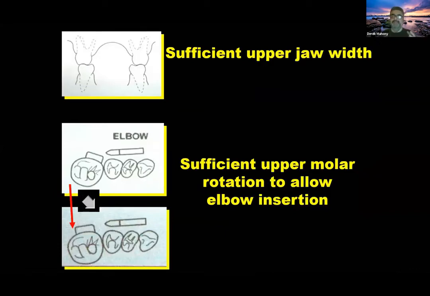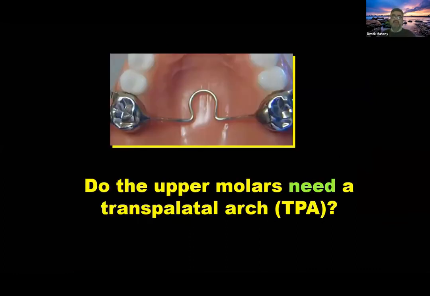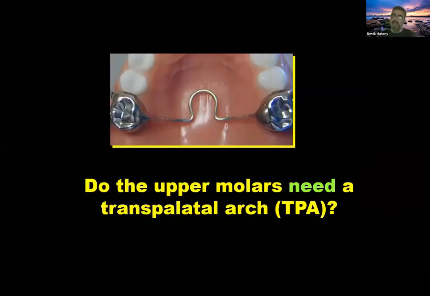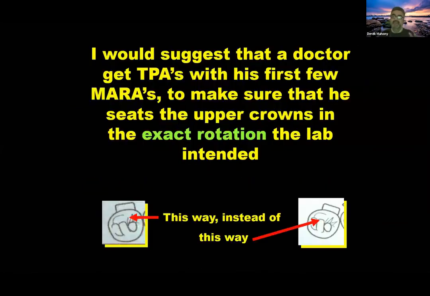In the upper, I tend to use a TPA for 2 reasons. One, it prevents the headgear effect. Number 2, you can only fit the crowns the way the lab made them if you put them on at the same time. Whereas if you can see in this diagram, if I fit my upper stainless steel crown with a bit of rotation incorrectly, then I'll never be able to get my elbow in. You understand? Whereas if I fit it the way the lab made the elbow, I know it's going to fit. So that's another reason I like to use a TPA. It's easier to fit the crown's exact rotation.